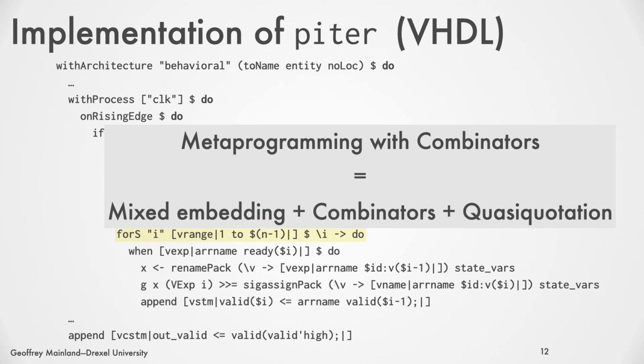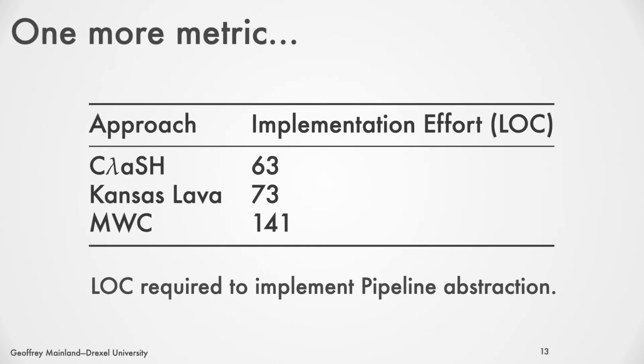We've now seen all the building blocks of the metaprogramming with combinators approach, a mixed shallow-deep embedding and a library of combinators built using quasiquotation. We've not yet seen the final metric I stated was of interest at the beginning of the talk, programmer effort. This table shows the lines of code required to implement the serial and parallel pipeline combinators using each approach. Metaprogramming with combinators takes about twice as much code in this case, which is consistent with our general experience.